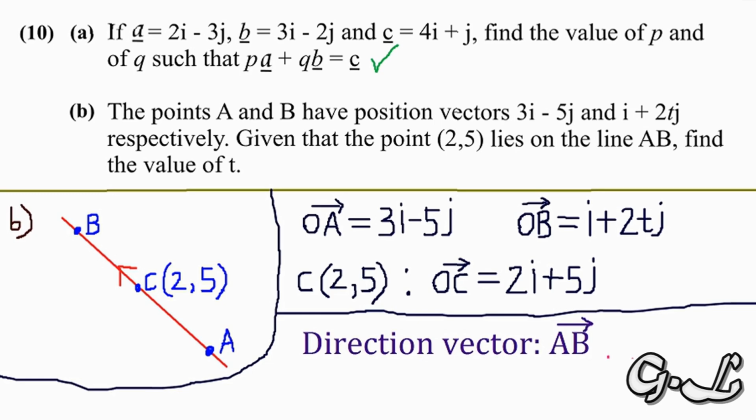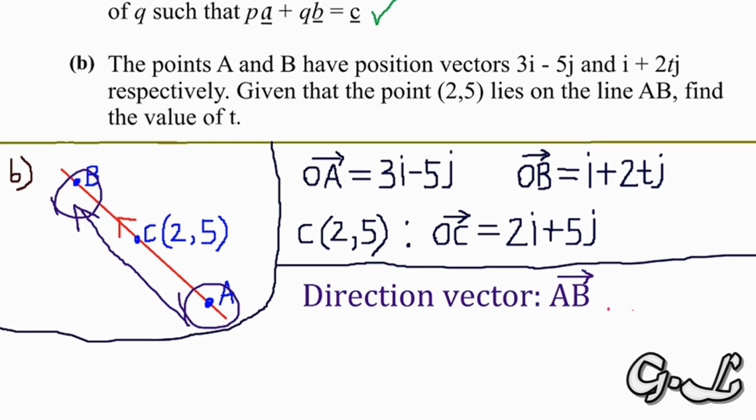But if you want, you can also find the direction vector from the point C to B. But in this tutorial, we're going to take the direction vector from A to B. If you want, you can take from C to B. That's one thing that you need to keep in mind. So now, how are we going to find the direction vector from A to B?